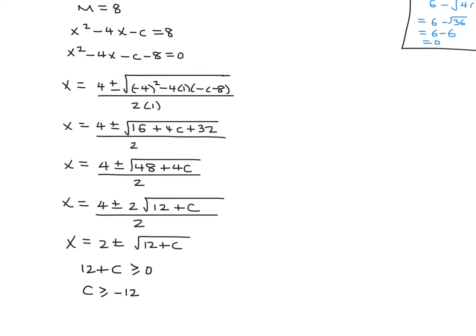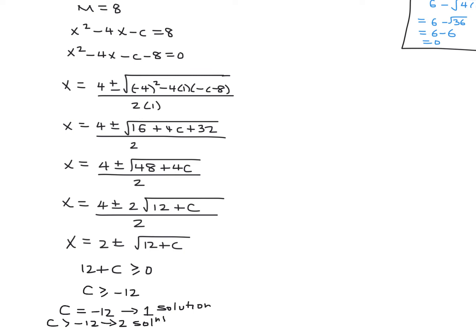Okay, so that means when c is equal to minus 12, this whole thing will vanish. So x will be just equal to 2. So you'll have one solution. And when c is greater than minus 12, then you will have a number there. It might be a square root of something, but it'll still be a real number, and then it'll give you 2 plus or minus that. So there'll be two solutions.